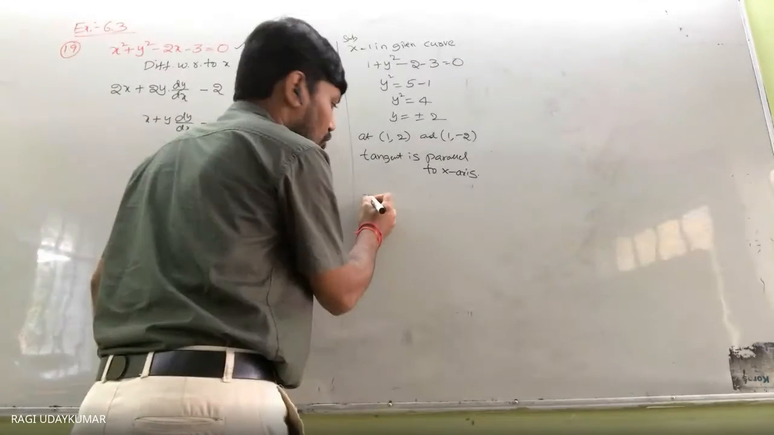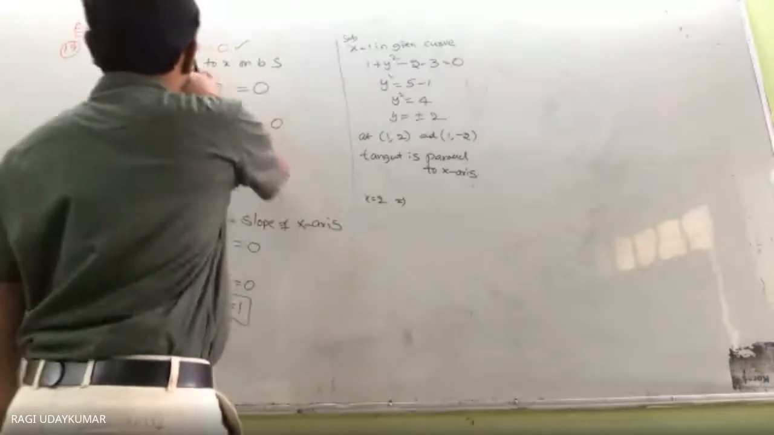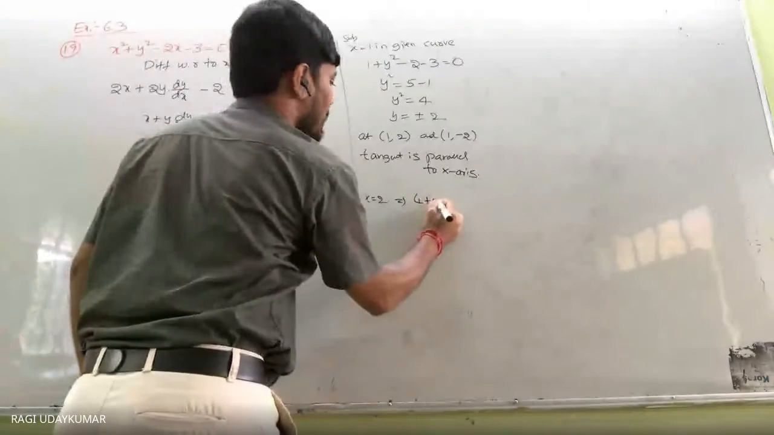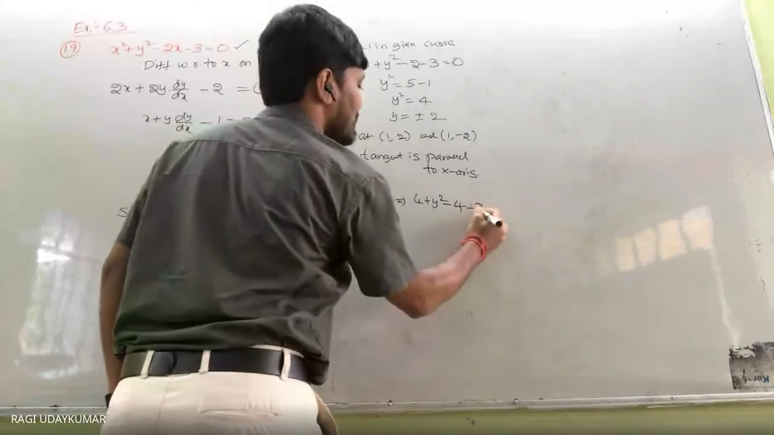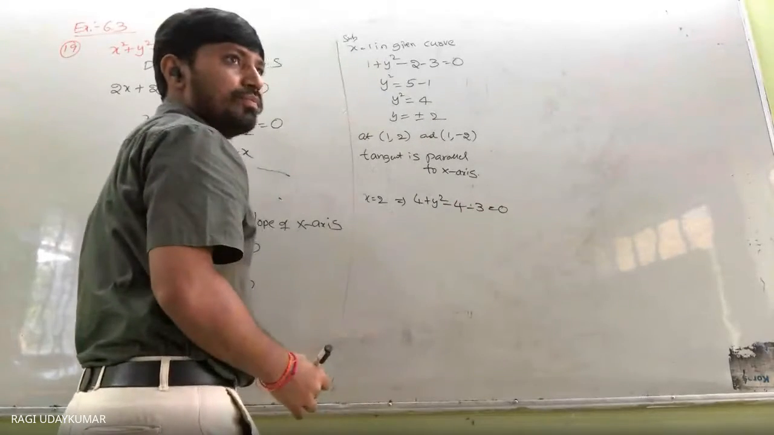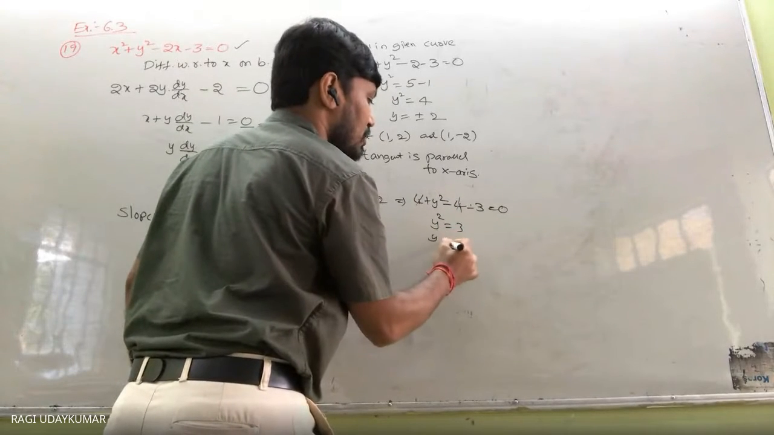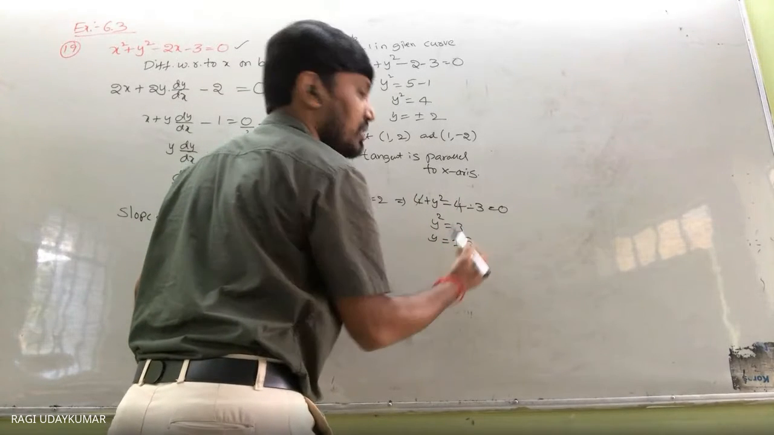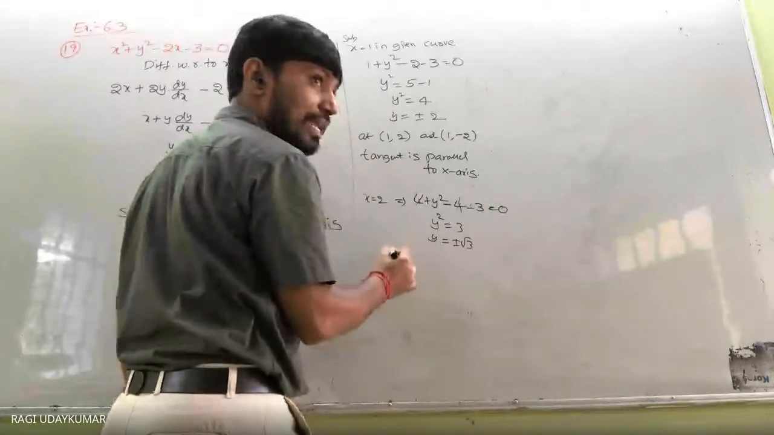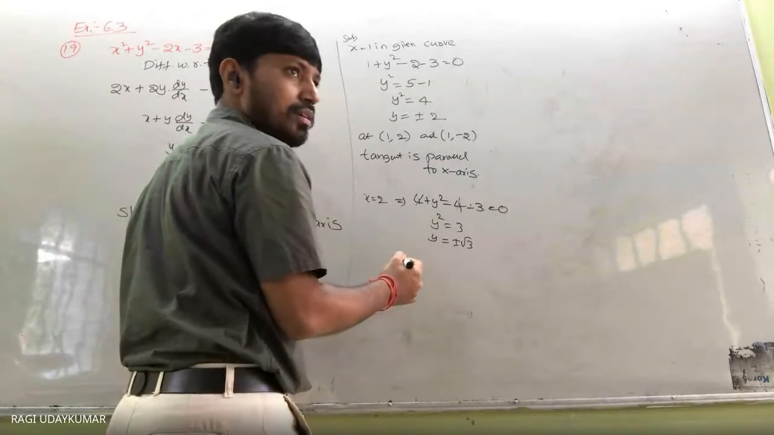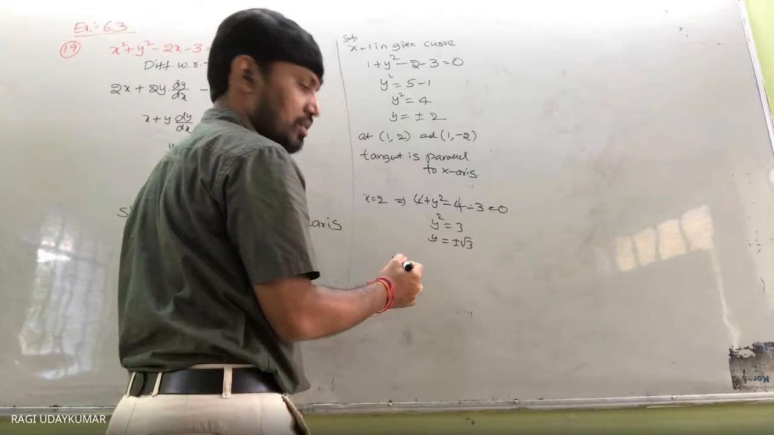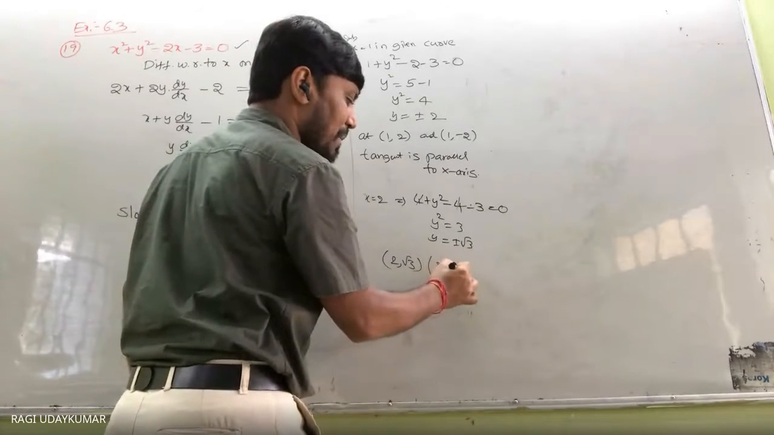If you want to draw the curve, x is equal to 2. Substitute 2: 4 plus y square minus 4 minus 3 is equal to 0. So the 4 will cancel. y square is equal to 3, y is equal to plus or minus root 3. That means if we take x as 2, the points are 2 comma root 3 and 2 comma minus root 3.